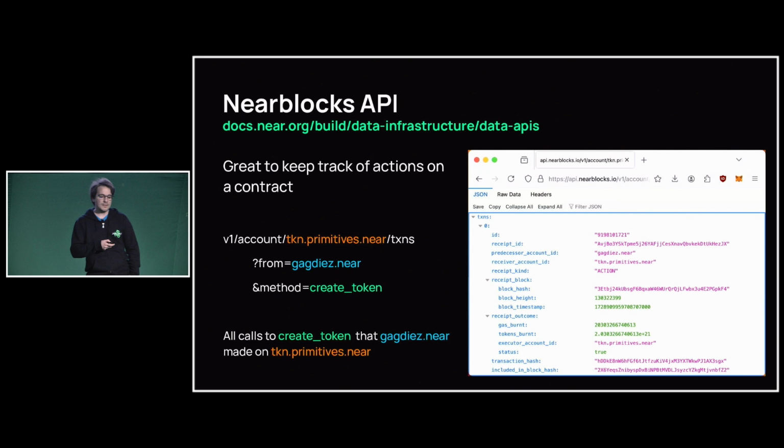So there are 3 APIs that I'm going to be talking about. The first one is the NEAR Blocks API, which is actually great to keep track of actions on a contract. You can just hit a simple endpoint, like the account transactions from someone and what method. Basically here what we're doing is: give me all the calls to create_token that gagds.near made on token-primitives.near, and you just get this very nice response in JSON, right?